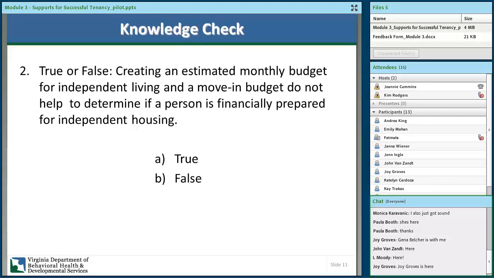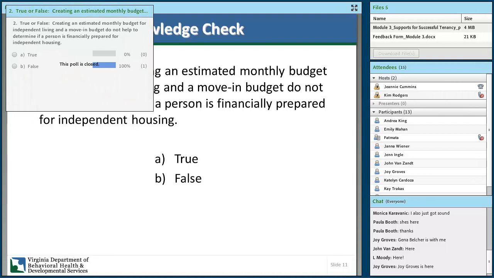Here's question number 2 on tenancy screenings. True or false? Creating an estimated monthly budget for independent living and a move-in budget do not help to determine if a person is financially prepared for independent housing. Is this A, true, or B, false?